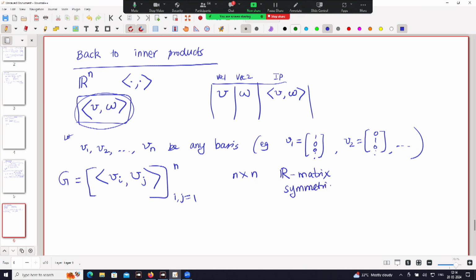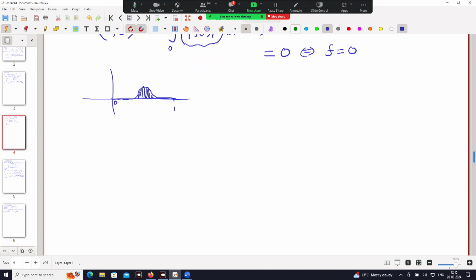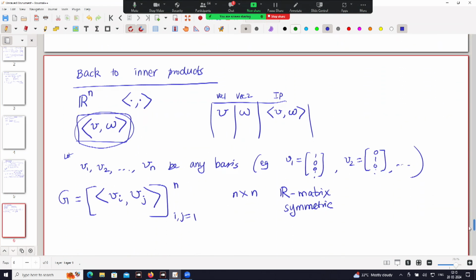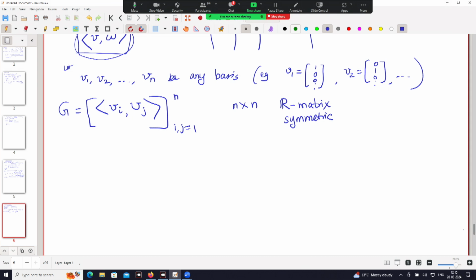So I really only have about half the number of entries, whatever n times n minus 1 by 2, or n times n plus 1 by 2. So I have those many distinct numbers possibly, and this is very compact. I do not have infinitely many anymore, but if I have those numbers, it is enough for me to compute any other inner product. Because now if v is the summation of ai vi, and w is the summation of bj vj, then how do you compute the inner product of v with w?